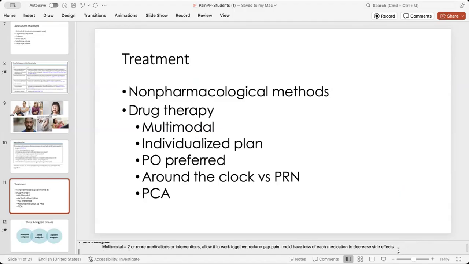Around the clock here. What does around the clock mean? Scheduled, right? We're going to give that pain medication every 4 hours, all through the day, all through the night. Who benefits from that? Cancer patients.